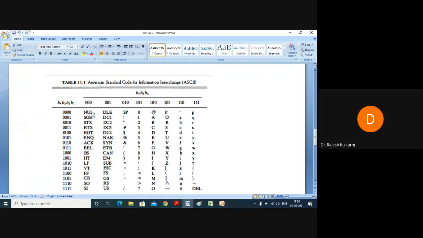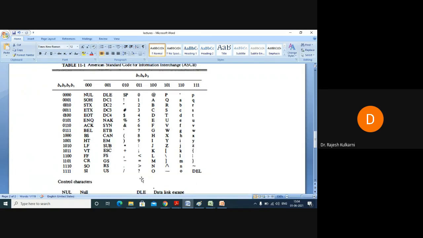MSB is B7, LSB is B1, that you pretty well know, in column and row fashion. As you can see here, how many characters are there? A, B, C, D, E, F, G, H, capital means uppercase letters, then small case letters, then numbers 1 2 3 4, then these special characters and so on. If I ask you how many are there, count them and tell me by looking at this.